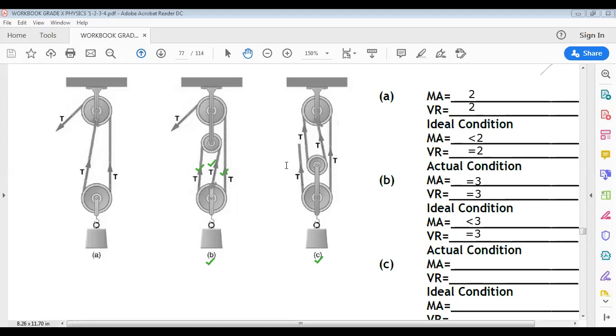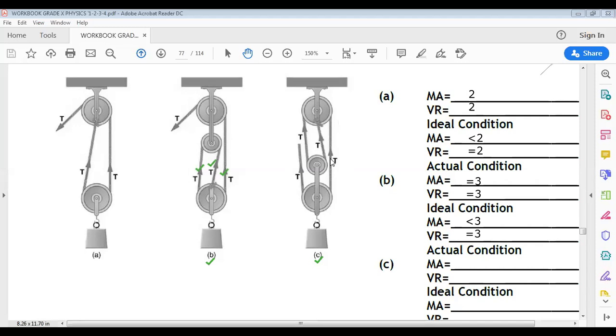The C one. How much is your MA and VR? How will we find out? We'll find out how many strings are supporting the movable block. The C one. Okay. Yes, very good. So you will find in C, though there is one pulley in the upper block and two pulleys in the lower block, still the MA is coming out to be 4.